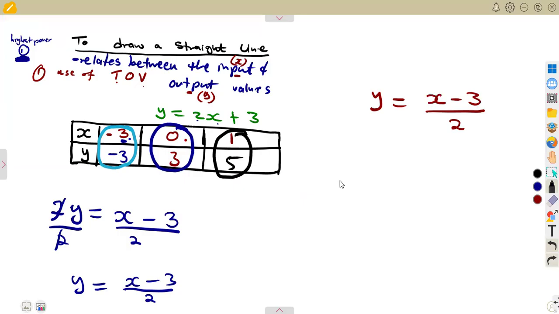All right. So I want us to look closely into this table of values, because I'm going to use this table of values to draw the line on the next page. So just look closely at the values.